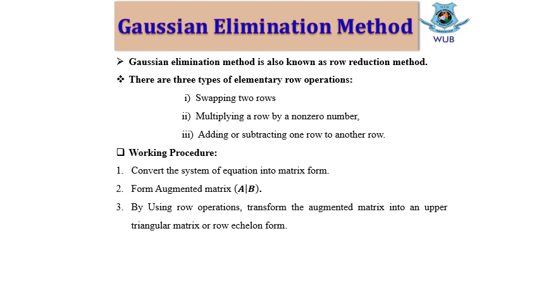Now the working procedure is given here. At first, you have to convert the system of equations into matrix form, then form the augmented matrix, which is A such that B. Third, by using row operations, transform the augmented matrix into an upper triangular matrix or row equivalent form. What is this? We can see this in our next slides.